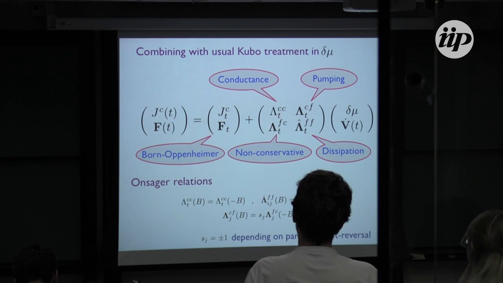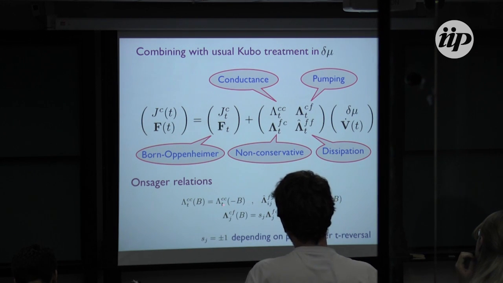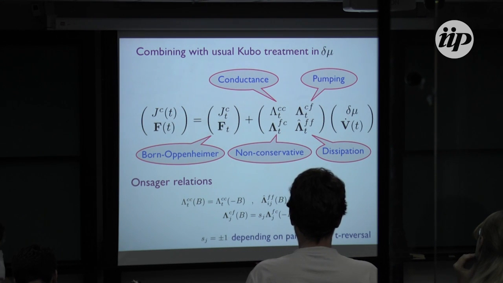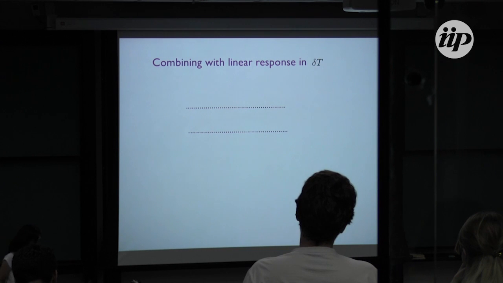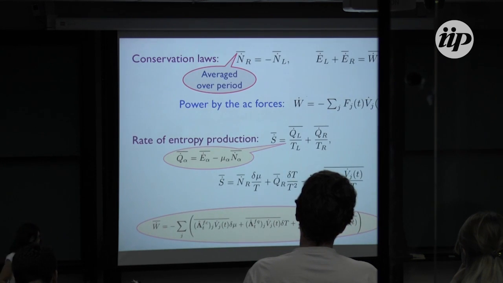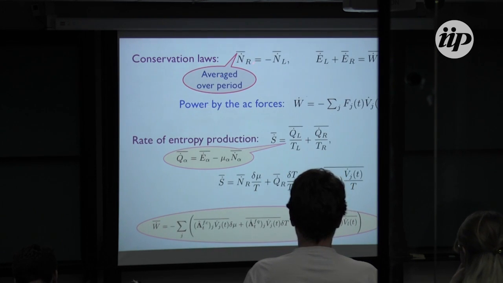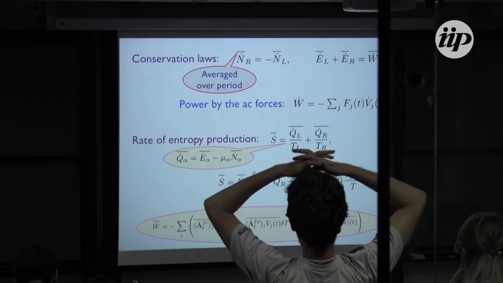As all these coefficients are related to susceptibilities with the frozen Hamiltonian, they obey microreversibility and also obey Onsager relations. And we can extend it also to consider the effect of delta t. So I'm not going to do it. Now let's go to analyze the net effect.